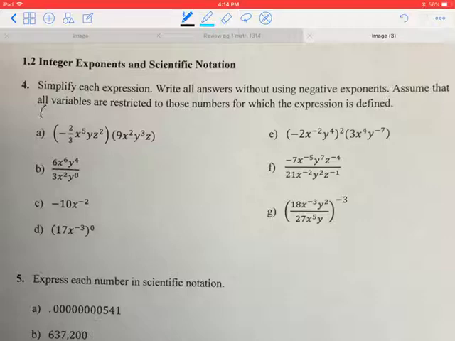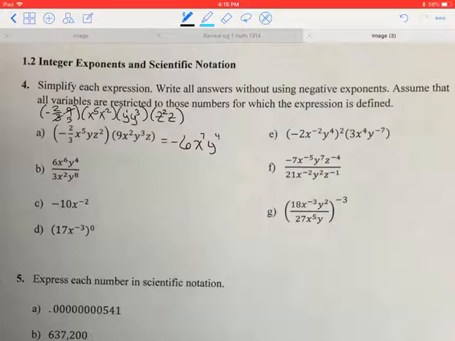So what I would probably do is go ahead and group your coefficients together, and then your x's, and then your y's, and then your z's. Now you may do this step in your head, but it is still a step that you do need to take. So negative 2/3 times 9, 3 goes into 9 3 times, so that's going to leave me with a negative 6. For the x's, I'm going to keep the base and add the exponents. Same for the y's, that'll be y to the 4th. Same for the z's, that will be z to the 3rd.